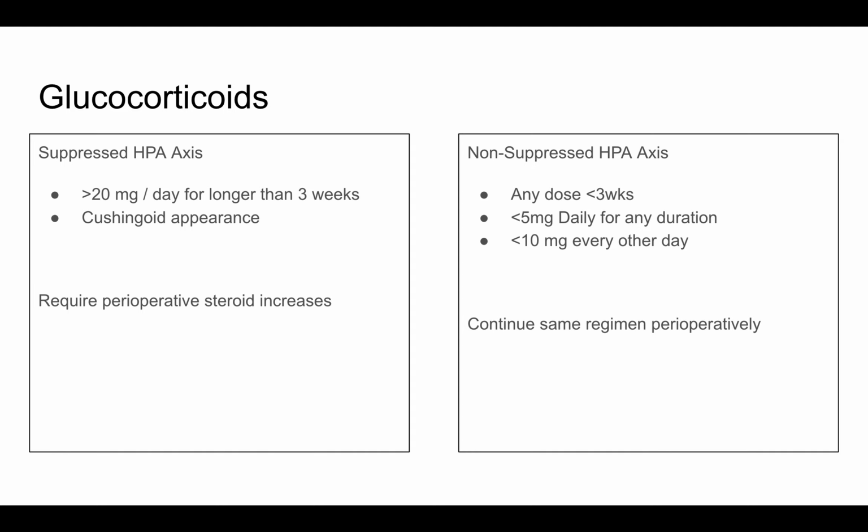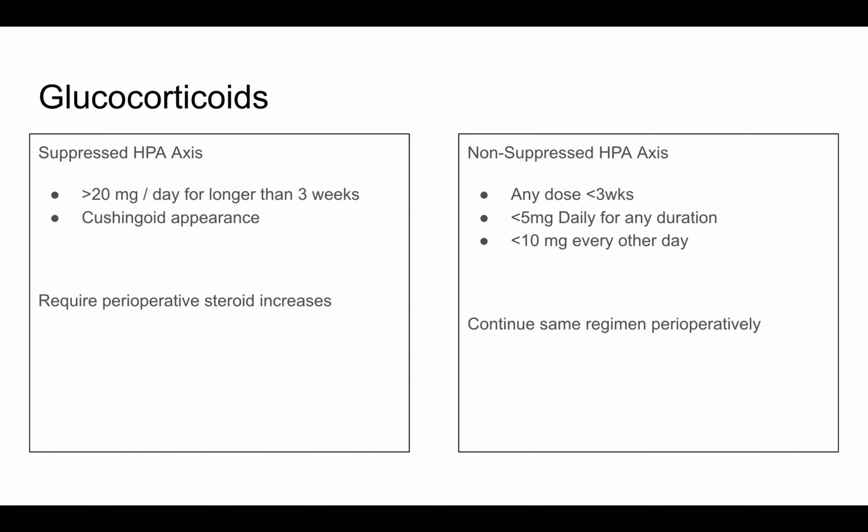For patients who are at risk for a suppressed HPA axis, so if they've been on more than 20 milligrams a day for longer than 3 weeks, or if they have a cushingoid appearance, these are patients that definitely or most likely have a suppressed HPA axis, and these are the patients that require perioperative steroid increases. We'll get to that dosing regimen in a minute.